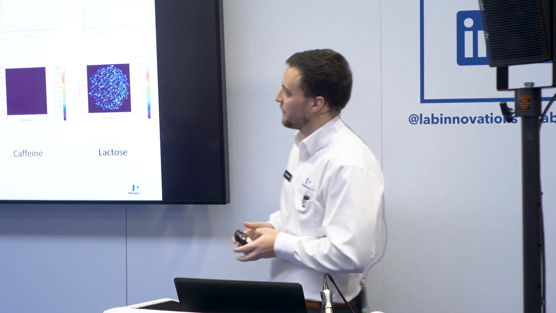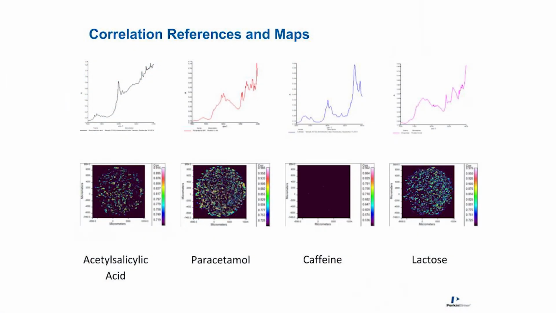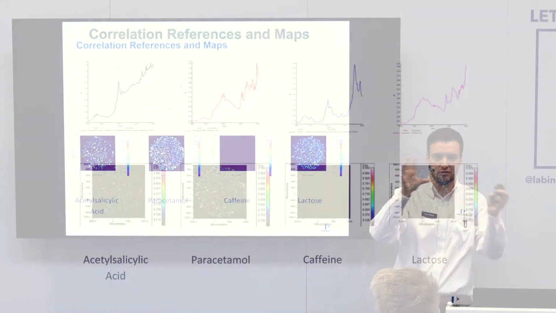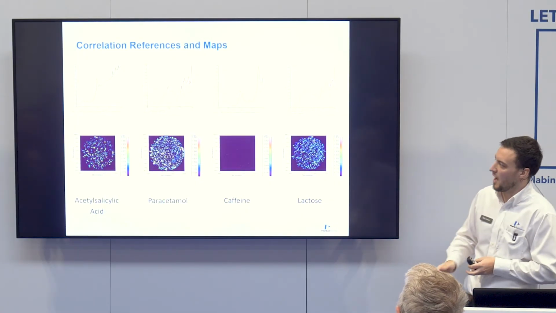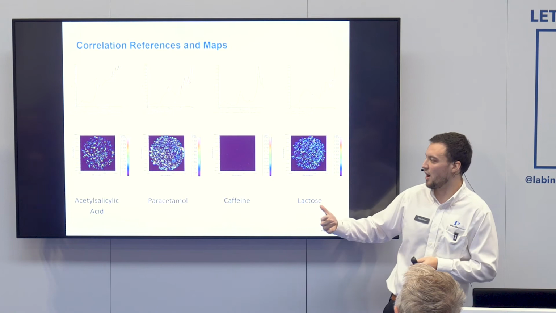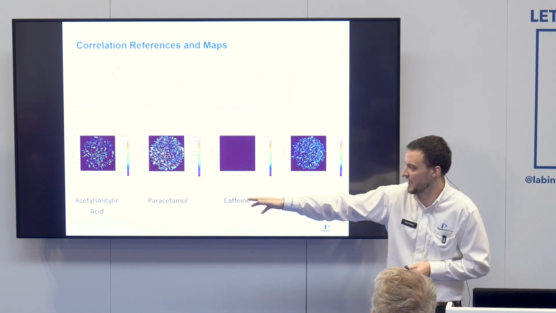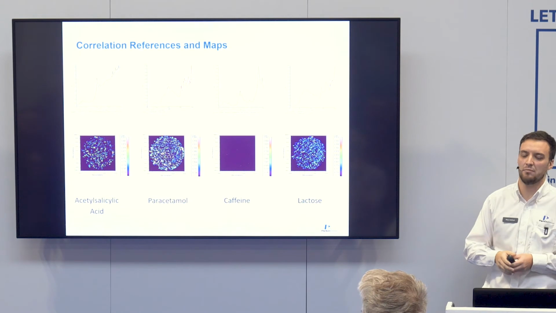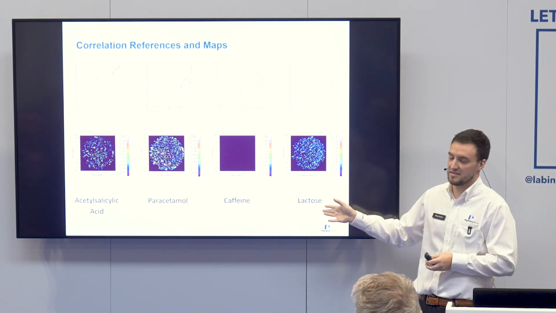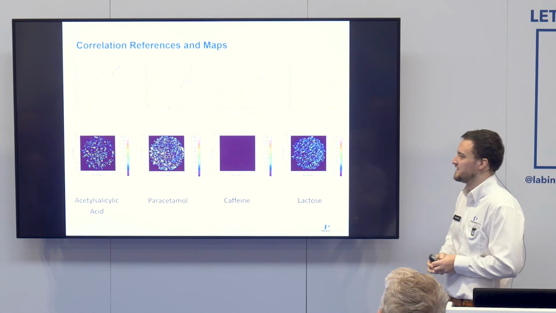So these are the three APIs that were in this tablet and then the excipient. You can see at the top we have our four spectra. We have spectra for references that we can use to generate our correlation maps, which are the four images at the bottom. So we've got acetylsalicylic acid, paracetamol, caffeine and lactose. Now if you're really good at puzzles, you could fit all that together and create one nice colourful circle. But you can see from a QA/QC part, the acetylsalicylic acid and paracetamol, they're well distributed within the tablet, so we know that we're doing well there. The lactose is the excipient, so you expect that to be everywhere as it's the bulk material.